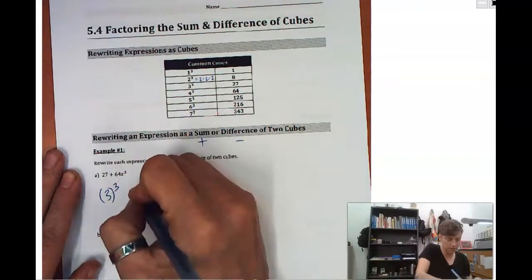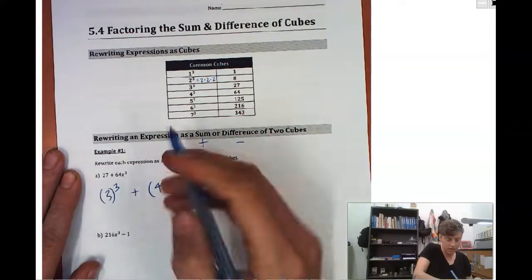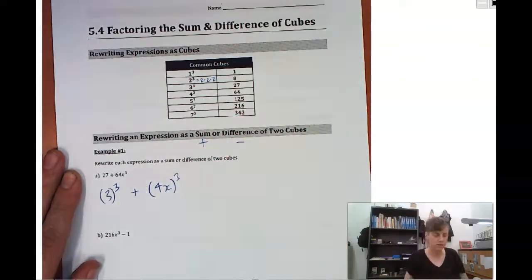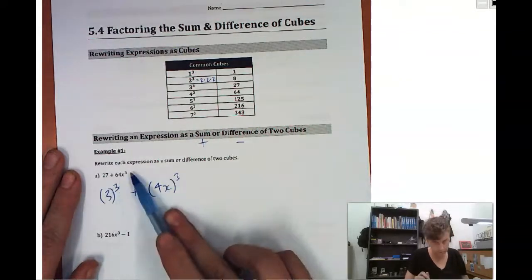64 is 4 cubed. This is plus because there's a plus in the middle. 4, and then x cubed is x cubed. Okay, so 4x cubed would give us 64x cubed.